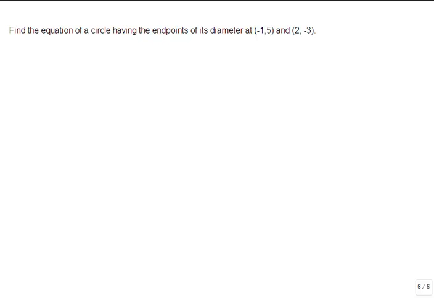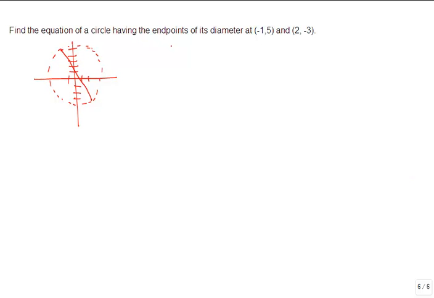Okay, to finish up, we want to find the equation of a circle that has endpoints of its diameter at negative 1, 5 and 2, negative 3. So let's just visualize this for a moment. Negative 1, 5 would be about here, and 2, negative 3 would be about here. And that's the diameter of our circle. So you can kind of visualize maybe what this circle would have to look like. And we want to come up with its equation.